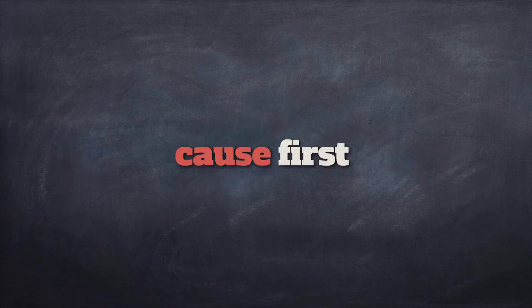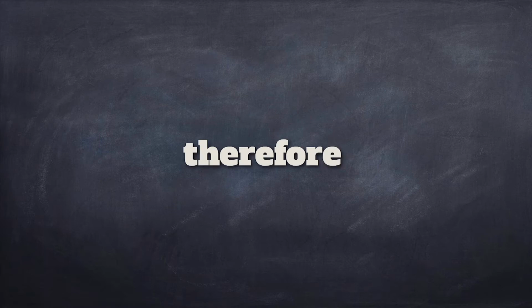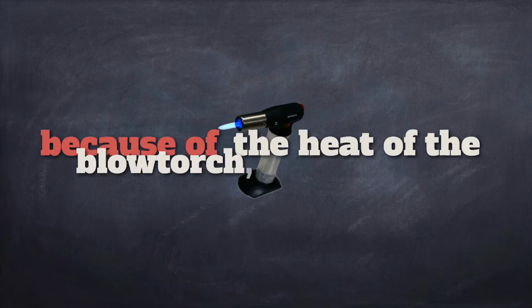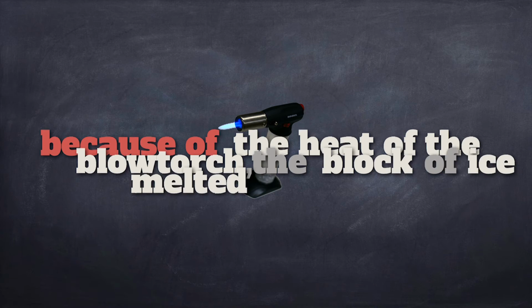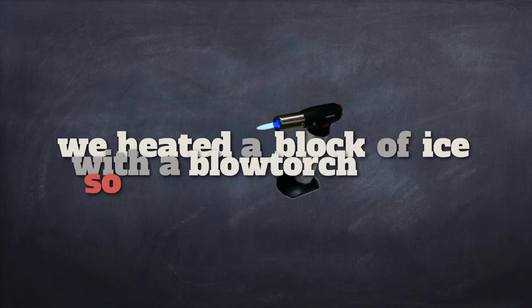Now, if you wish to present the cause before the effect, you can use because of, so, hence, thus, or therefore. You'd then produce sentences that would look like the following. Because of the heat produced by the blowtorch, the block of ice melted. We heated an ice block with a blowtorch, so it melted.